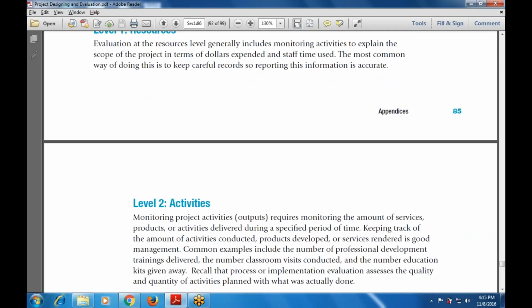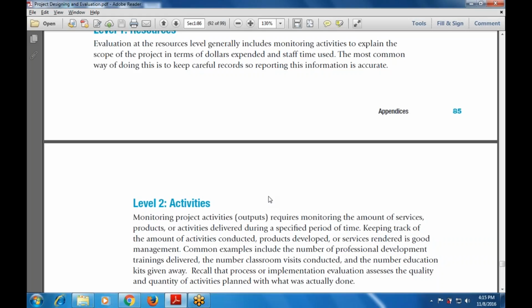Then level number 2 is activities. What are the various project activities that we have discussed? The project outcome also requires monitoring the amount of services and products or activities delivered during a specified period of time. Keeping track of the amount of activities conducted, products developed, or services rendered is a good management technique.